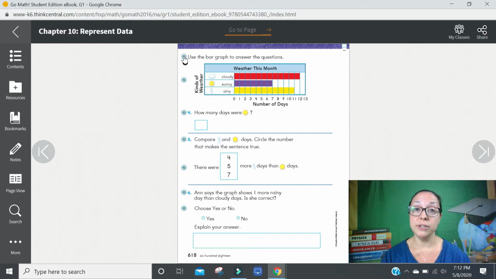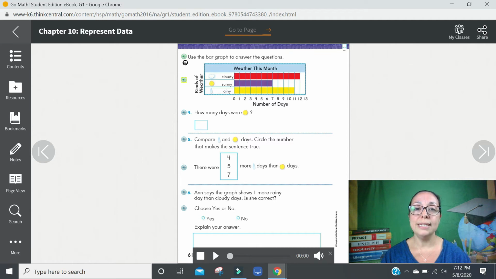Now we have a different type of graph. Use the bar graph to answer the questions. Vamos a usar la gráfica de barras ahora para responder a estas preguntas. And we have the titles and the labels here. Weather this month. Kinds of weather. Cloudy, sunny, rainy. Number of days. I noticed they're missing the R here for some reason.